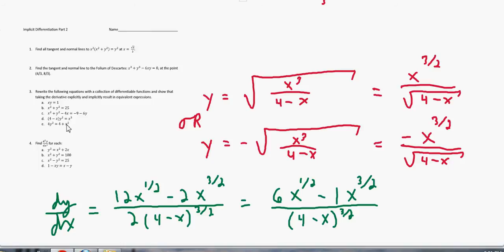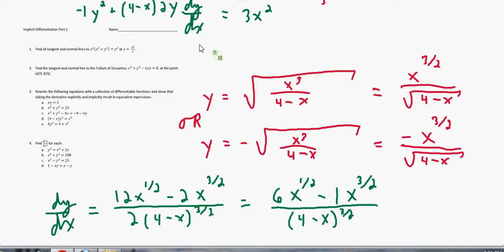Alright, we're going to do this implicitly now and show it's the same thing. Deriving the first part, we got to do the product rule, so it's going to be negative 1, deriving 4 minus x is negative 1 times y squared, plus 4 minus x times 2y dy dx. That's going to equal 3x squared.